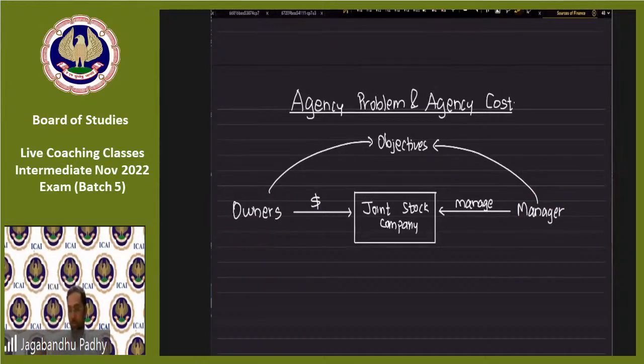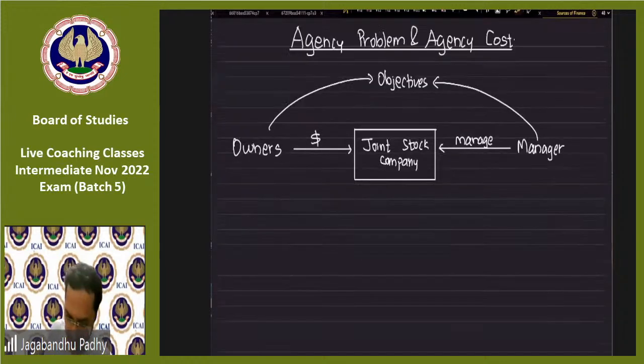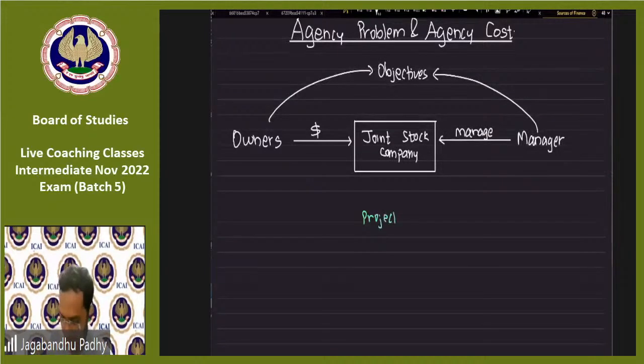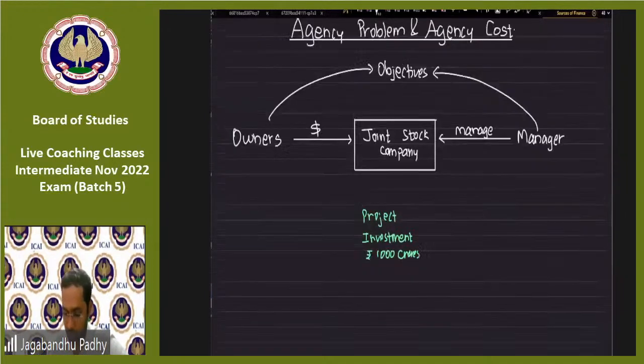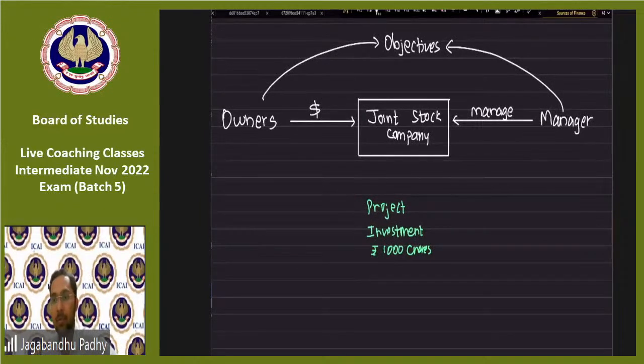For example, say a project is to be undertaken with an investment of, let's say, 1,000 crores. Of course, when you're going to invest such a huge amount, some money will come from owners and some money has to be borrowed from the market, right? Now, managers see that this project is very lucrative, we should borrow money, invest over here, and make profits. But are these managers really the risk takers? No, sir. Risk takers are the owners.